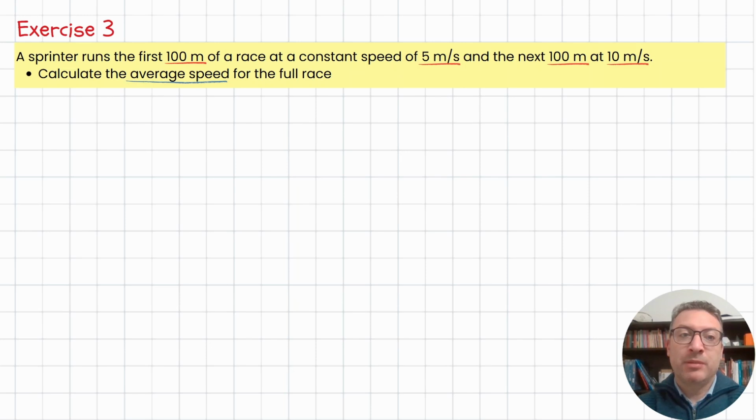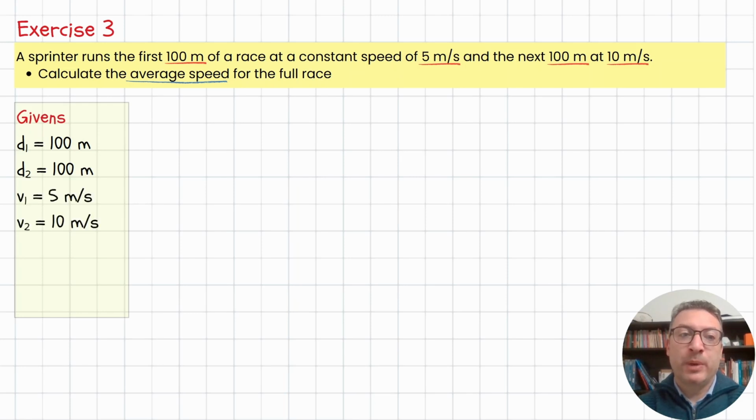We know that the sprinter runs two distances of 100 meters. We can indicate them in the givens as d1 and d2, both being equal to 100 meters. We also know the speeds, and we will indicate them with v1 and v2. The unknown is of course the average speed.